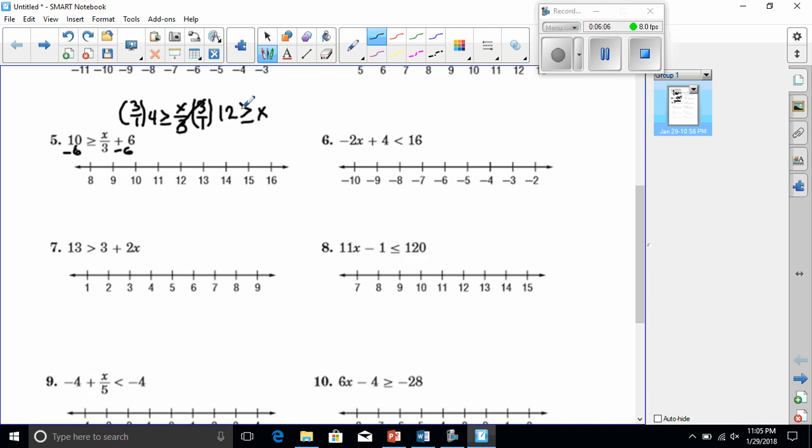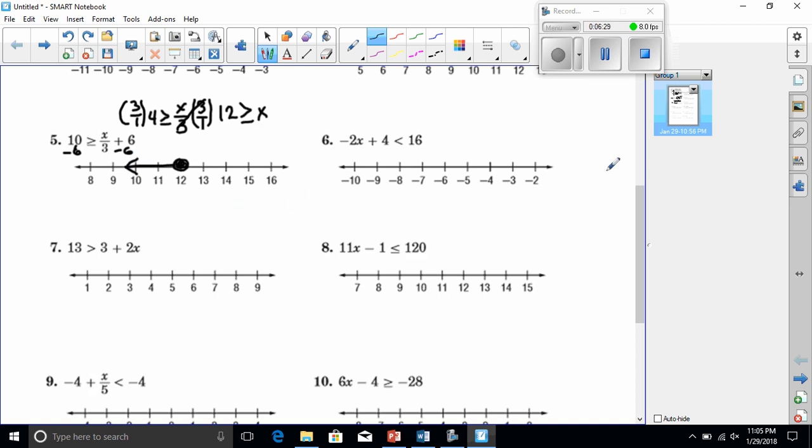Let's go to 12. Now it's greater than or equal, so this time I'm going to put my dot and shade it in, because it includes 12. And since x is smaller than 12, that means I know that everything smaller than 12 is included in the answer.